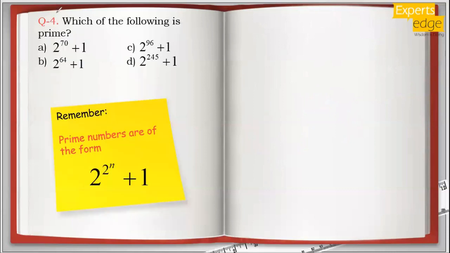Coming to question number 4, we just saw that any such prime number has to be of the form 2 to the power n plus 1. So it's hardly a matter of 5 seconds. So what is the answer? 70 is not a power of 2. 96 is also not a power of 2. 245 is also not a power of 2. The answer of this question is 2 to the power 64 plus 1.